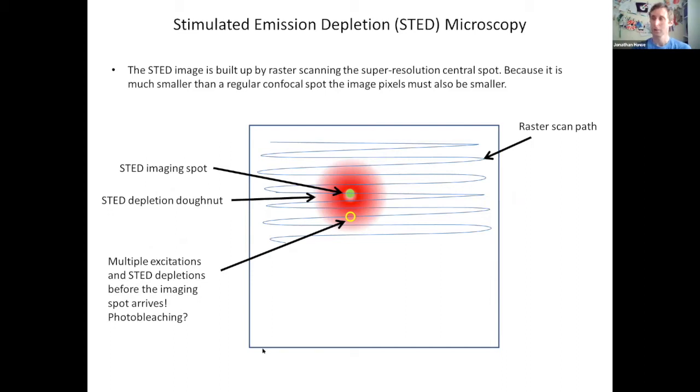So one thing to remember is that the STED microscope is basically a confocal. So it's raster scanning this excitation and superimposed STED spot over the sample. And what this means is that any given molecule in your sample is exposed to multiple rounds of excitation and STED depletion before the imaging spot, this green spot, actually reaches it. So this can lead to quite a lot of bleaching. So it's very important with STED that you make your sample very carefully, use anti-fade agents, get the labeling density as high as you can.